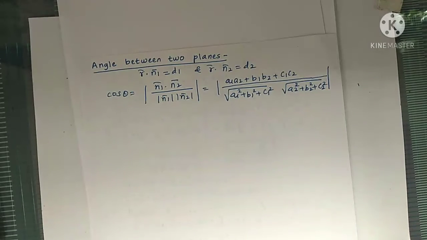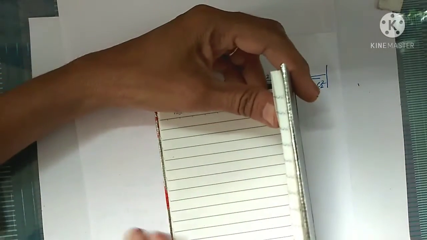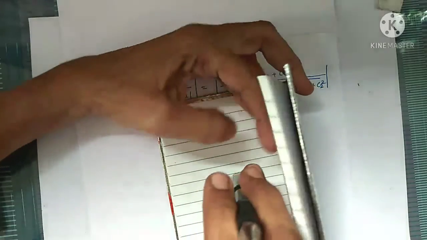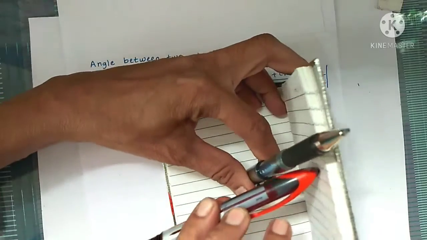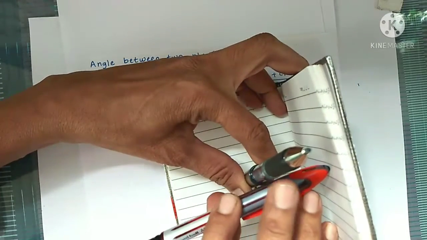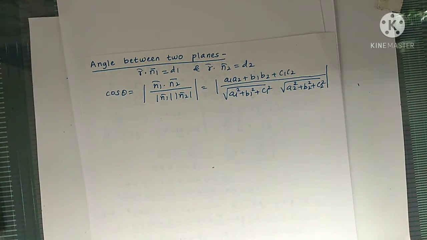Next we are going to study the angle between two planes. If we have these two planes, this is one plane and this is another plane, then this is the normal to the first plane and this is the normal to the second plane. Then this is the angle between these two planes. Okay. So the angle between two planes means the angle between their normals.